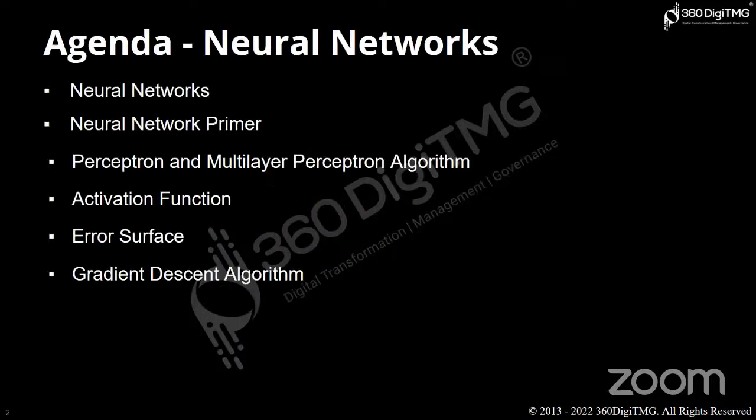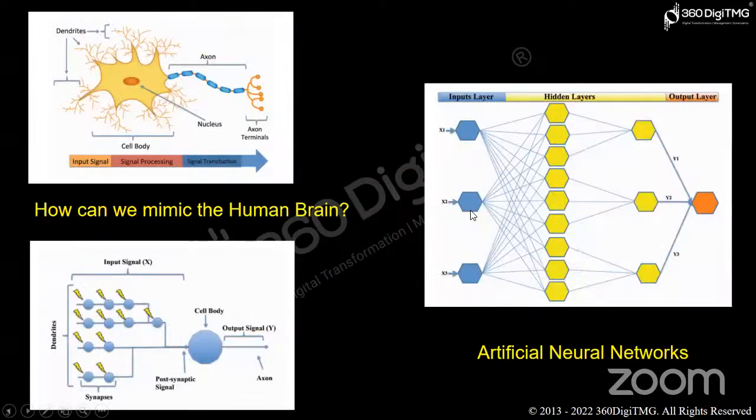So we'll be understanding neural networks. All right. We'll understand what is multi-layer perceptron algorithm. We'll understand activation function, error surface, and gradient descent algorithm. So we'll go through all of these points today.